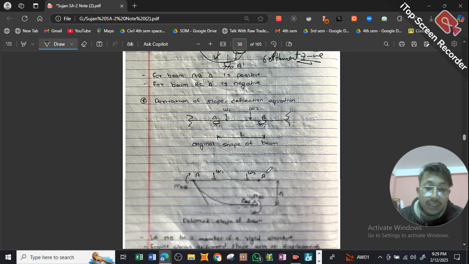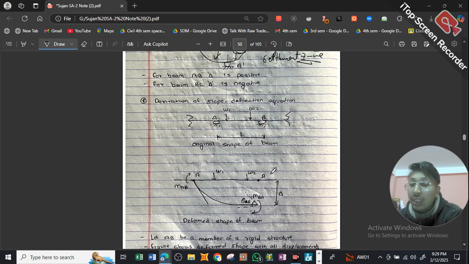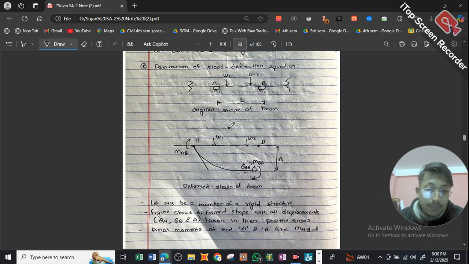So now we have our derivation of the slope deflection equation. We'll have a certain formula that will work within the slope deflection equation. This is my original shape of the beam. We have point loads, and I have two roller supports A and B. So let AB be a member of the rigid structure. The figure shows the deformed shape. Whenever some load is applied to a beam, different kinds of displacements will take place, namely rotations and displacement.